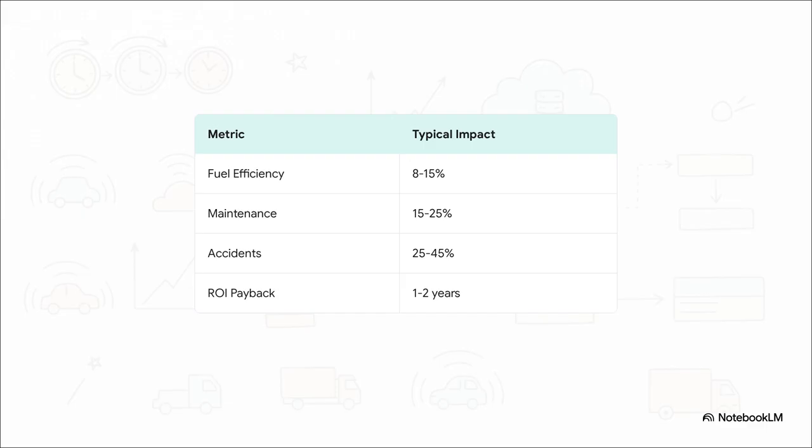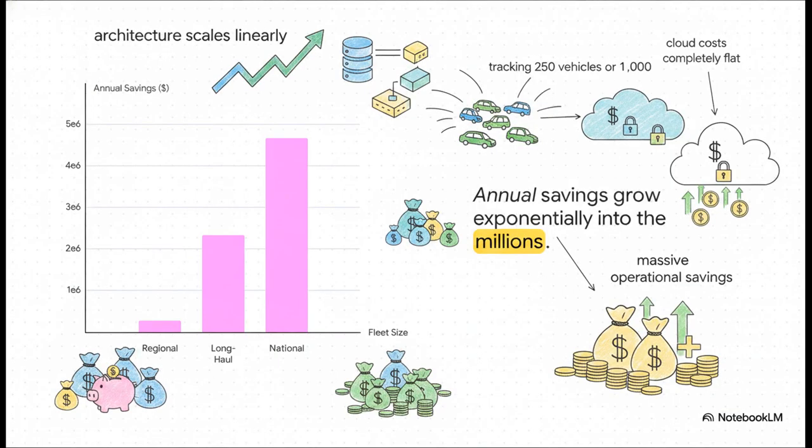And when you can actually run sub-second queries on your telemetry, you unlock a 15 to 25% drop in maintenance costs. You find that slow leak before it becomes a highway blowout. Plus, those real-time safety queries we just discussed for fatigue and ADAS, they drive a staggering 25 to 45% reduction in accidents and claims. For most organizations, all of this results in an ROI payback period of just 1 to 2 years. The absolute best part, this architecture scales linearly.